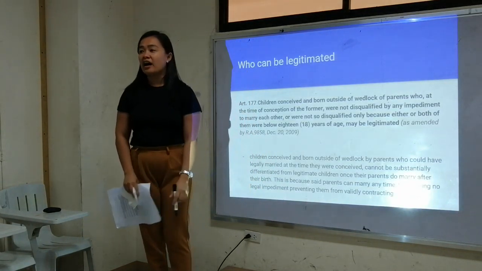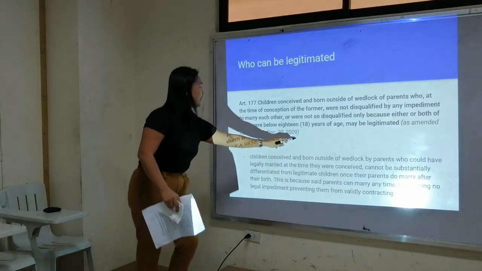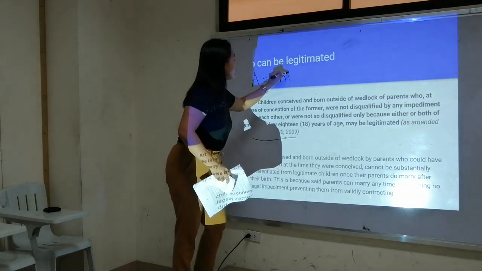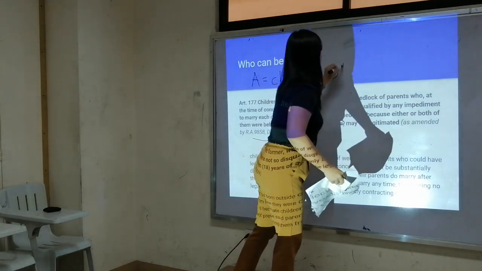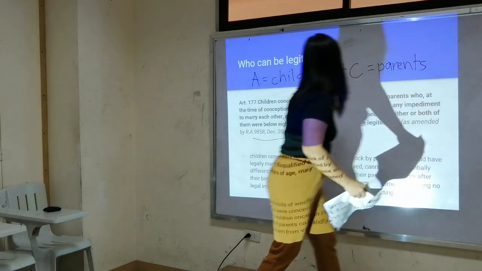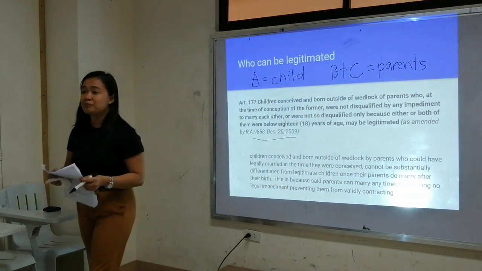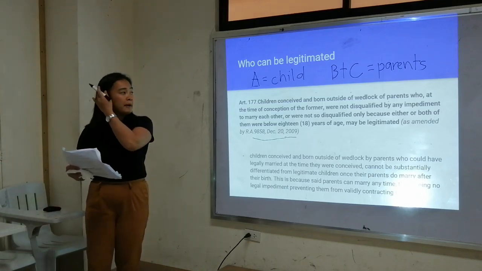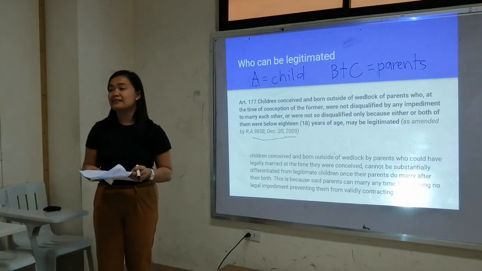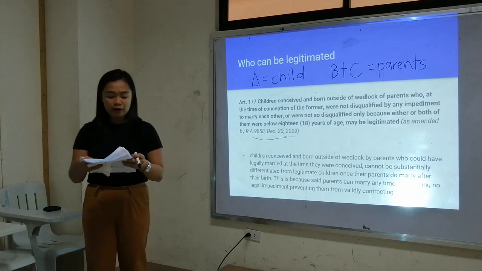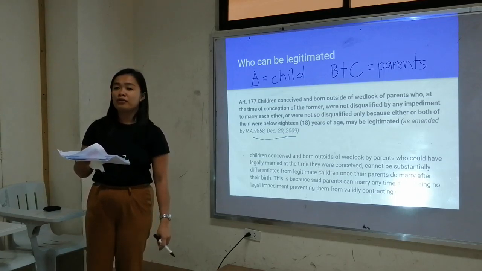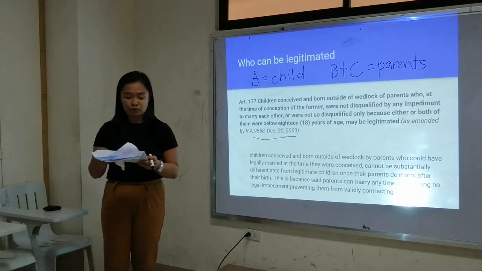Legitimation, as amended by RA 9858, December 22, 2009: if A, the child, is conceived and born outside the wedlock of B and C, the parents, A may be legitimated if at the time of conception of A, the parents B and C were not disqualified by any impediment to marry each other, or disqualified only because both of them or either one of them is below 18 years old.